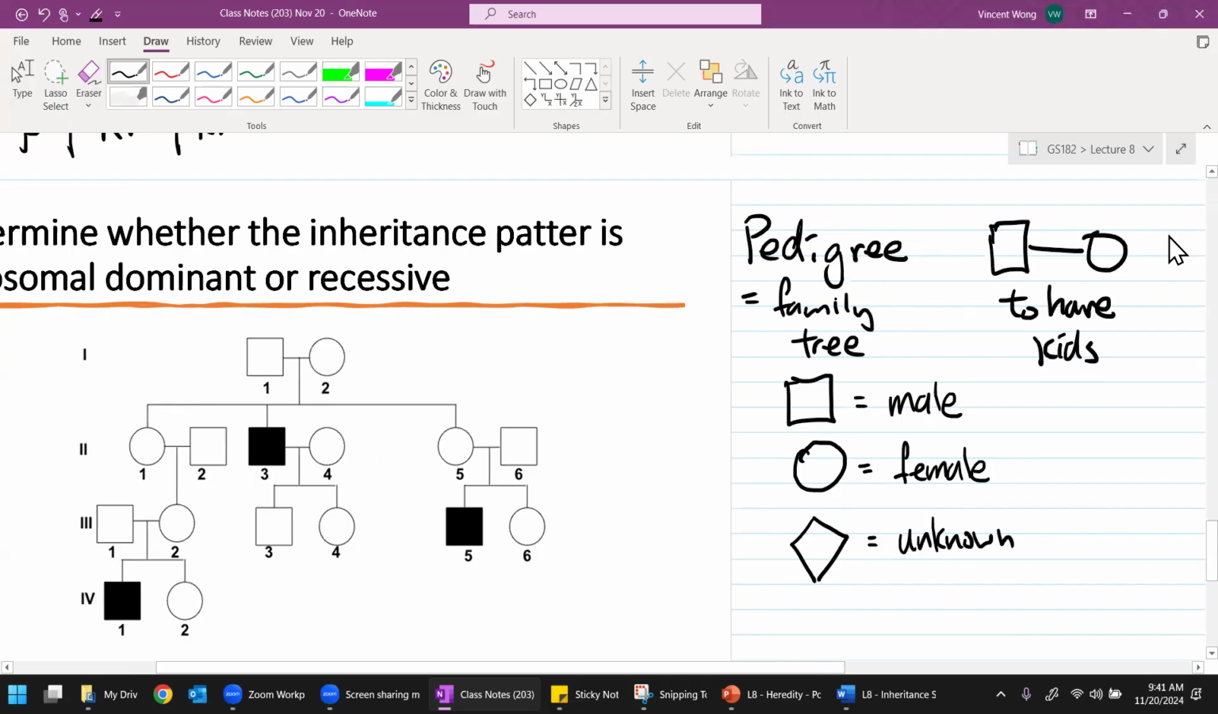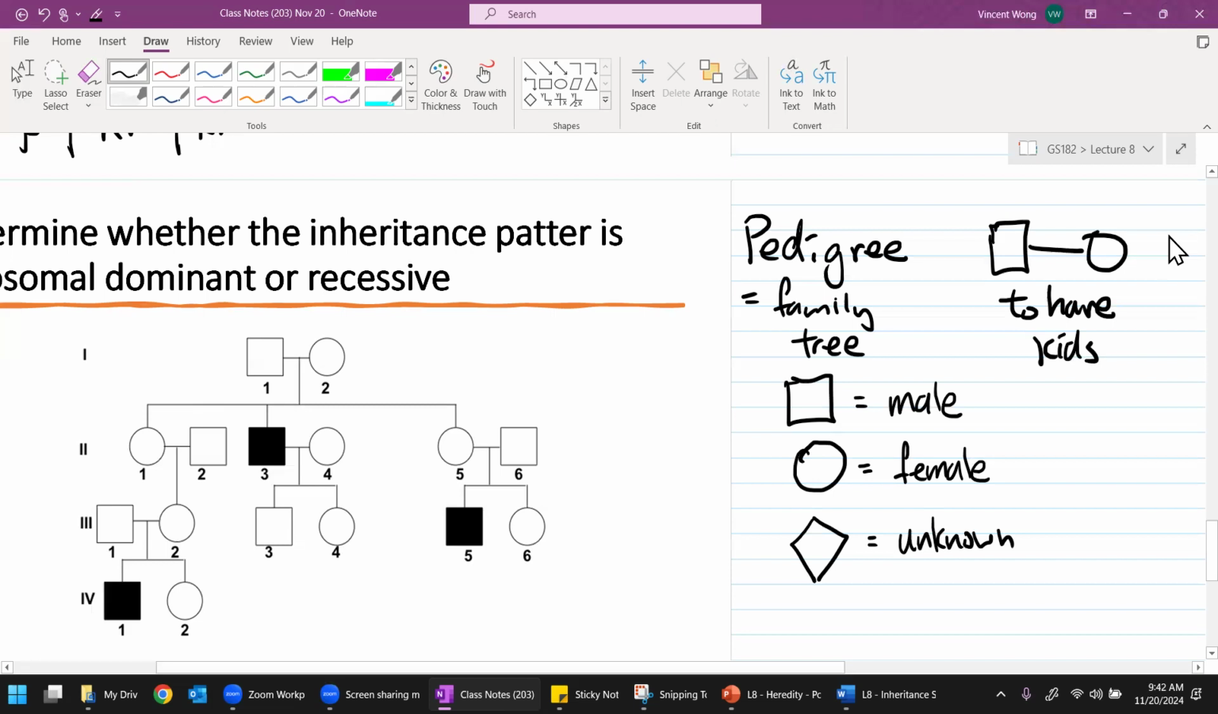Now, if it's empty, then it means they don't have the trait you are looking at. For a pedigree, you're usually studying one trait at a time. It might be a disease that you're studying. It might be just a trait, maybe brown eyes. In the whole family, there are only 3 people with brown eyes. It could be anything. If it's shaded in, then they have the trait. If it's not shaded in, then they do not have the trait. Understand? Whatever the trait is.